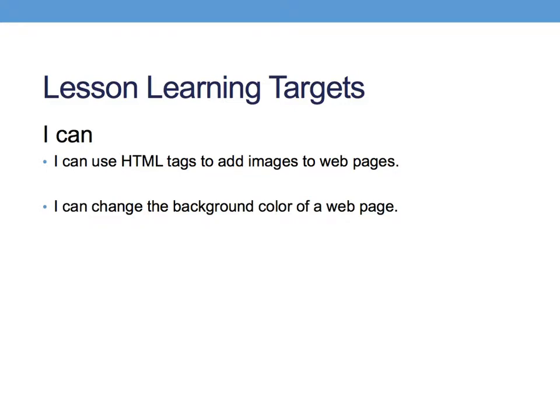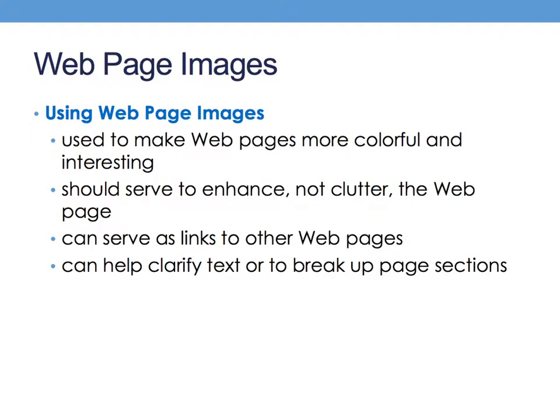So our two learning targets for this particular topic are that we can use HTML tags to add images to our web page, because we all know that images enhance our web page, and then we'll be able to change the background color of a web page. Which means by the end of this particular lesson, you should be able to do these two things in any HTML document. So just a couple of general notes about images.